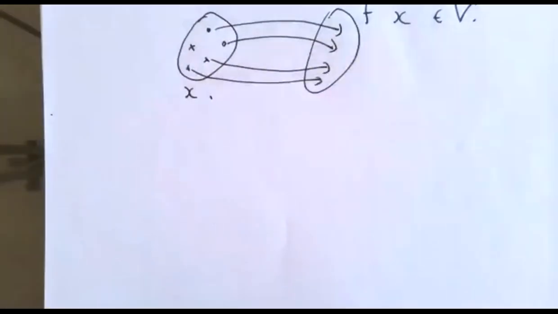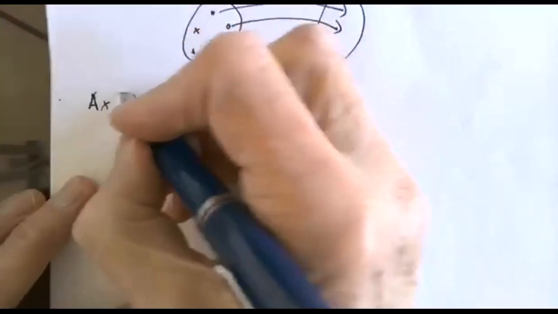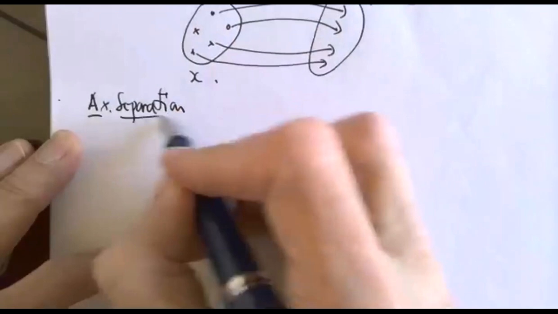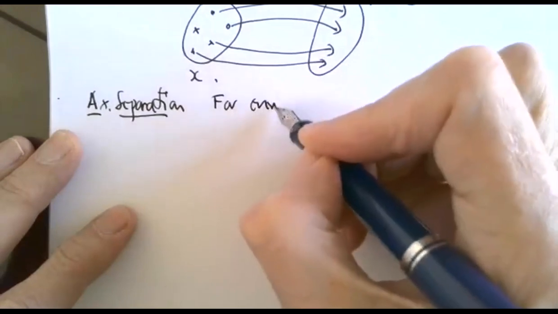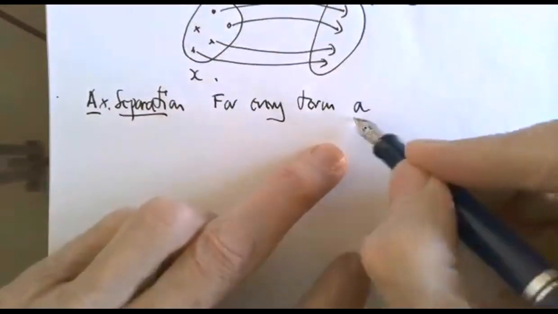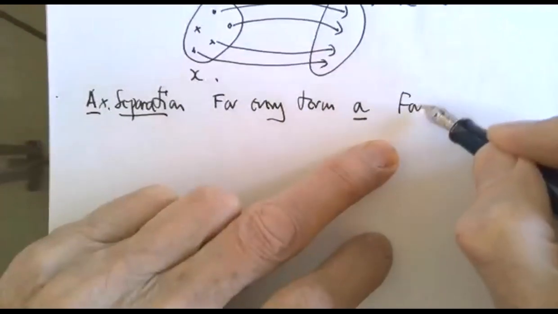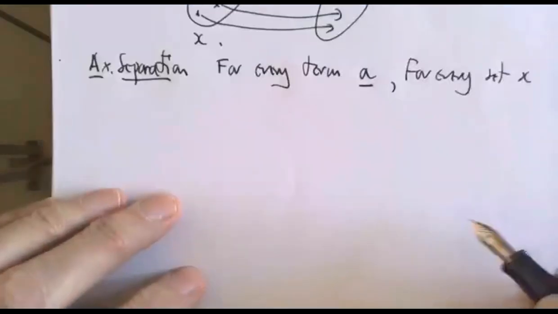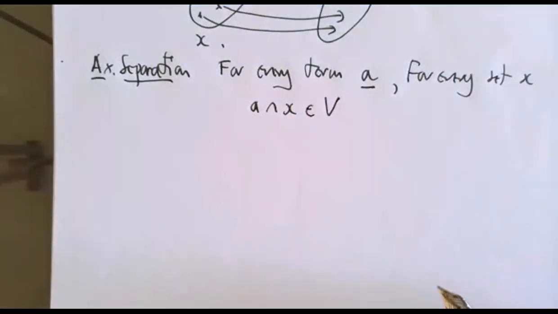Separation scheme, A5. So what is this saying? It says for every term A, right, so unfortunate choice of letter there, A, and for every set X, A intersect X is a set.